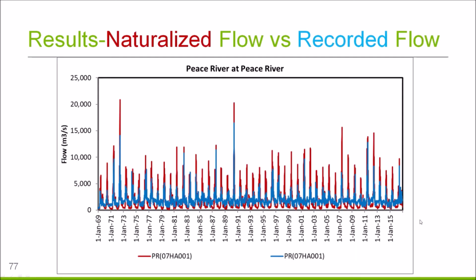This plot I'm showing again is the naturalized versus recorded flow. So again, the blue lines, you can see all of those recorded flows, right? And then the red lines are showing the modeled naturalized flow for the same time. So from January 1, 1969, we have recorded and modeled naturalized flow data all the way to 2016.